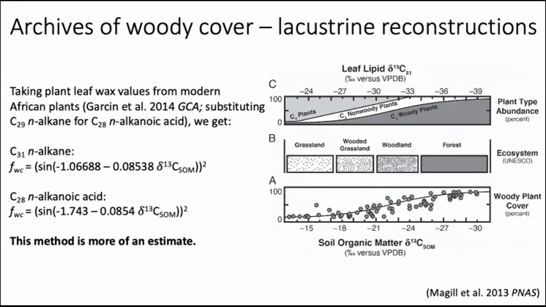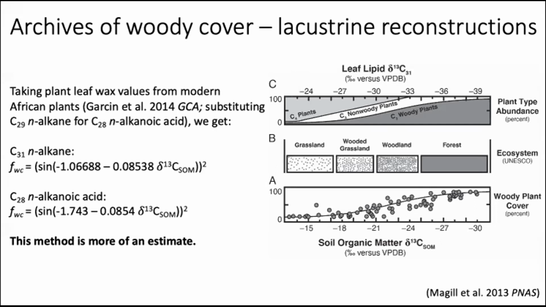Another method that was put together by McGill and others in 2013 is to simply take the end member values. So what are the average values for C3 plants versus C4 plants from modern plants of leaf waxes, and put them on the same scale as soil organic matter, and sort of estimate where it would be in soil organic matter space so we can plug it into the woody cover model. This is a really good method, but it's important to note that this is more of an estimate of woody cover. This isn't a direct connection between leaf waxes and soil organic matter. So it's important to keep that in mind as well.